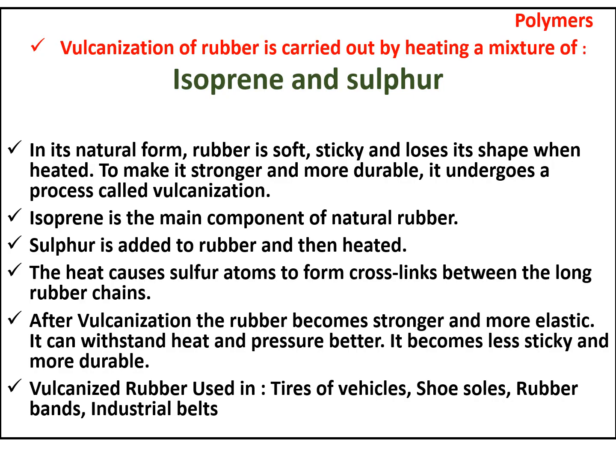It can withstand heat and pressure better. It becomes less sticky and more durable. Vulcanized rubbers are mostly used in tires of vehicles, shoe soles, rubber bands, industrial belts.